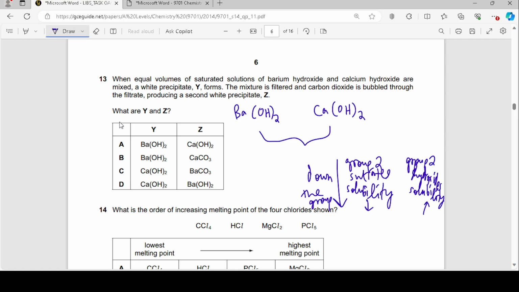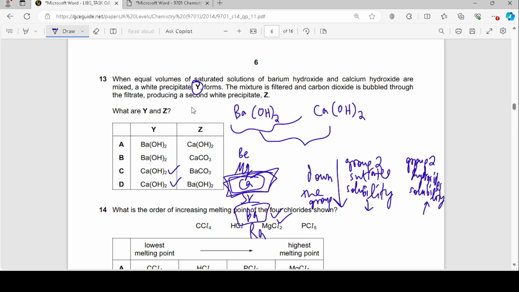Therefore, if I have barium versus calcium, if I have the hydroxide, barium hydroxide is definitely a more soluble salt as compared to calcium hydroxide. So if a white precipitate Y forms, it's more likely to be a calcium hydroxide precipitate, right? So I'm going to say Y has to be either C or D.